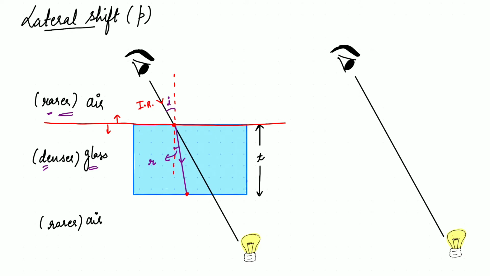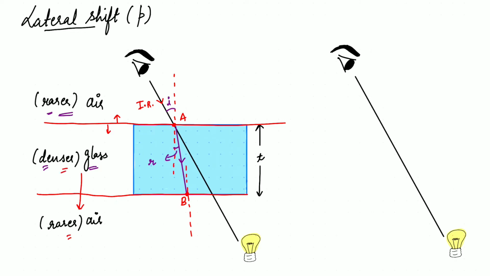Now again, we are at the interface. Let me just say this is my A point, this is my B point, right? Next step is that I am going to make a normal here. So you have made the normal here. Now what is happening here? This is my next interface, and we are traveling from glass to air, right? That is, we're going from denser to rarer medium.